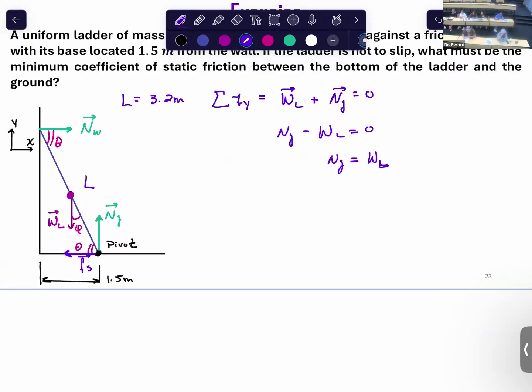What forces are we summing for the normal force due to the wall? It's not the y direction, it's what direction? What's the other x direction force? Static friction.